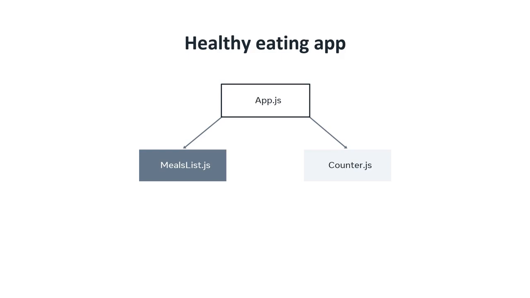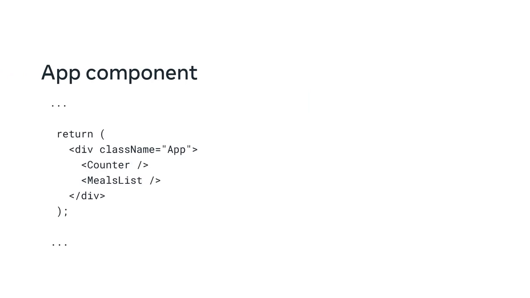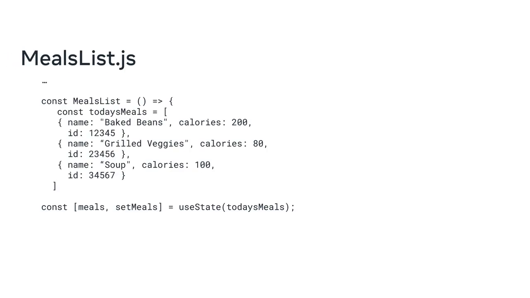Let's explore each component in a little more detail. First, the app component imports the meals list and counter components and renders them on the screen. Next, the meals list component uses the useState hook to list a day's meals, which are stored in an array. The array elements are saved inside the today's meals variable. Then the meals state variable is initialized to hold this value. In other words, the meals state variable holds the array. Finally, the counter component tracks the number of meals that a user is allowed to eat today.